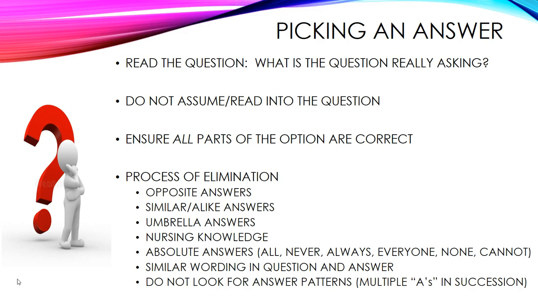Another process of elimination is absolute answers. If it's an absolute answer, it is going to be wrong. There's always gray areas. So if an answer says something about always, the patient always does this, this always happens, this never happens, everyone, all or never kind of answers, they are wrong.